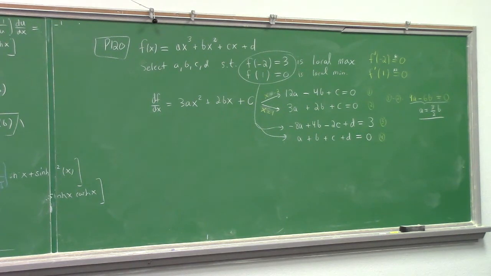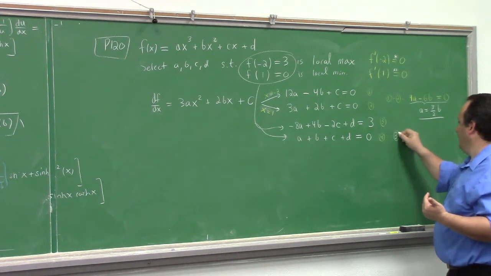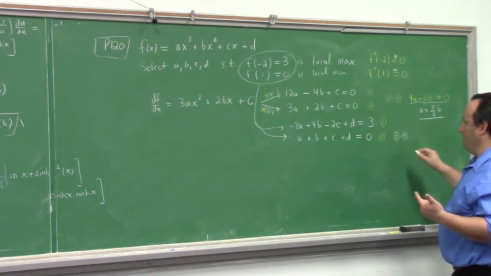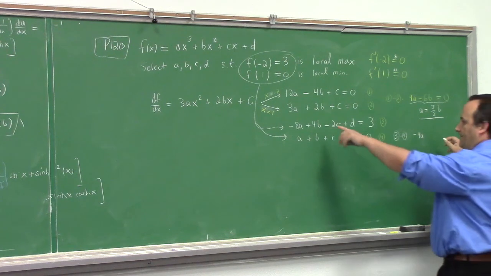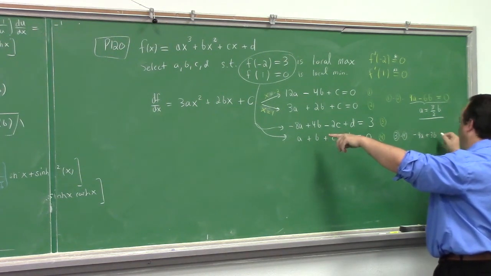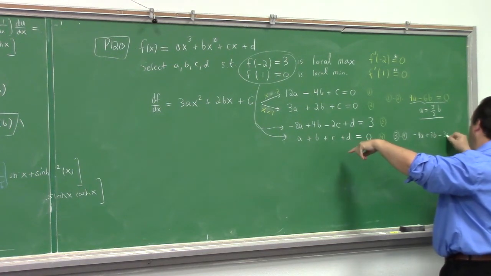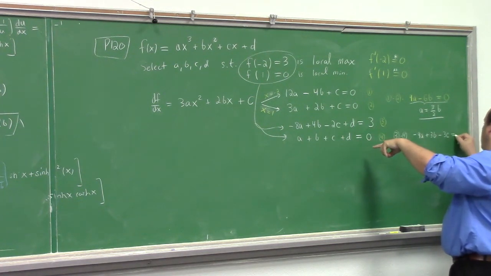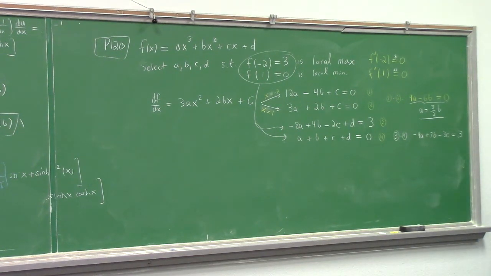Can I do anything? I can do the same trick there because I've got a d on both ones, right? So if I subtract equation 3 and equation 4, what do I get? Yeah, I say, yeah, minus 9a minus 3c equal to 3 minus 0, which is 3. Right?